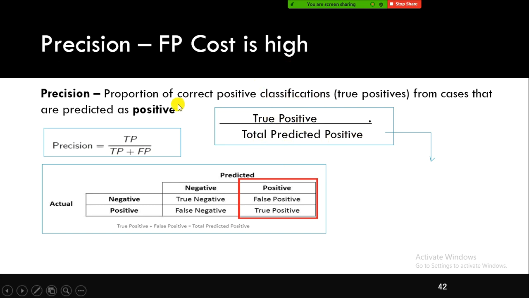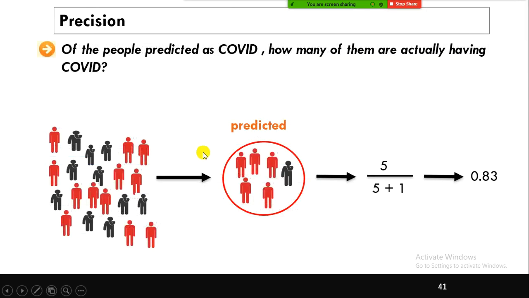That is what precision tells us, right? True positive rate. Let's take this simple example. Here the red colored people are infected by COVID. The black colored people are not infected by COVID. Let's say this is my data set. You applied the model. My model was able to predict only 6 people as COVID infected people.